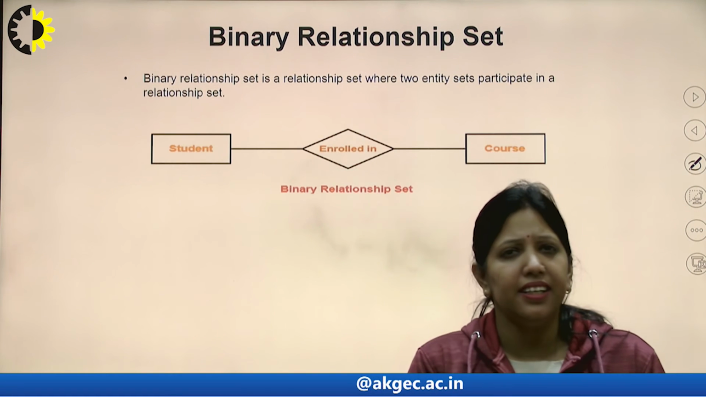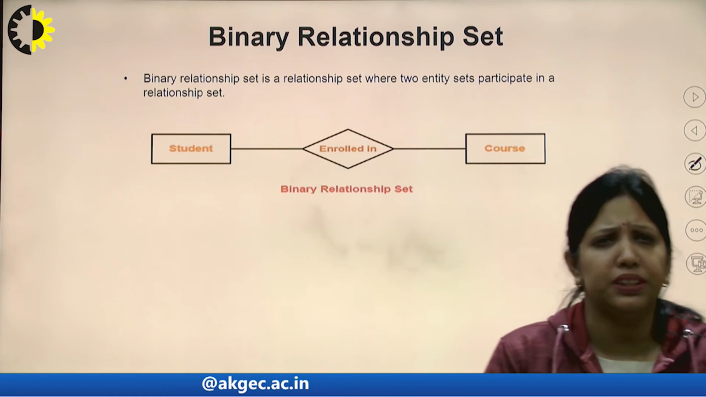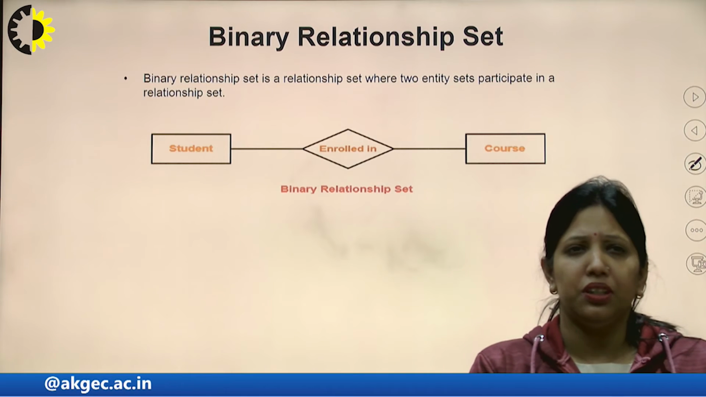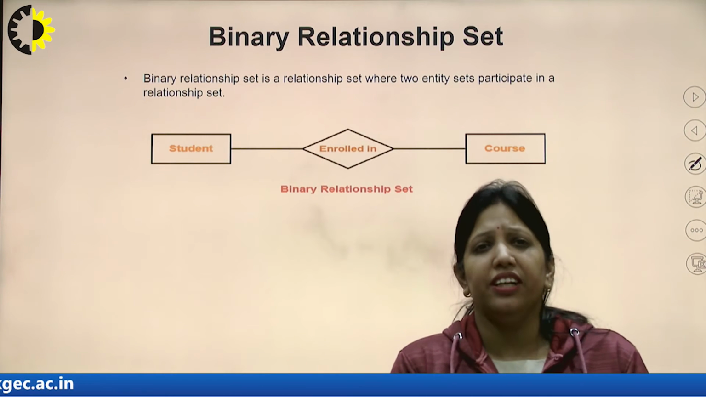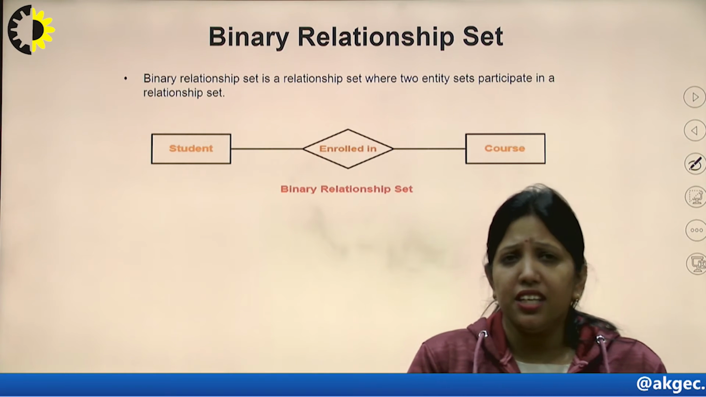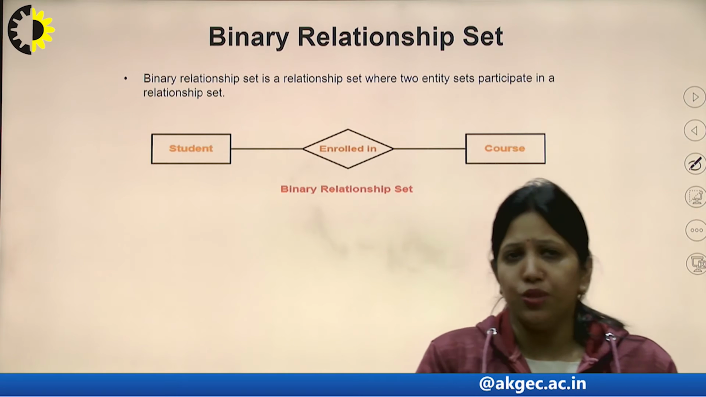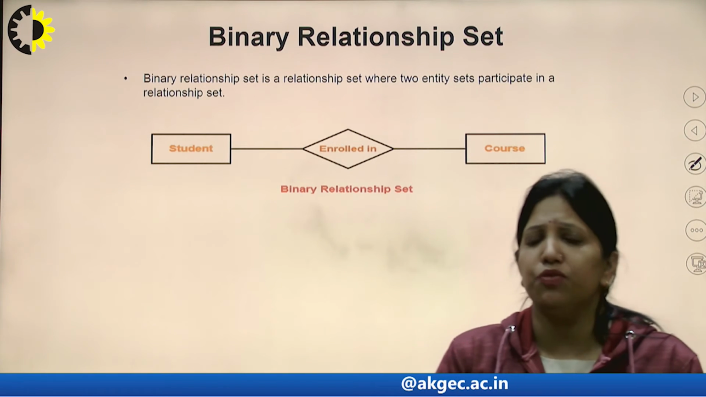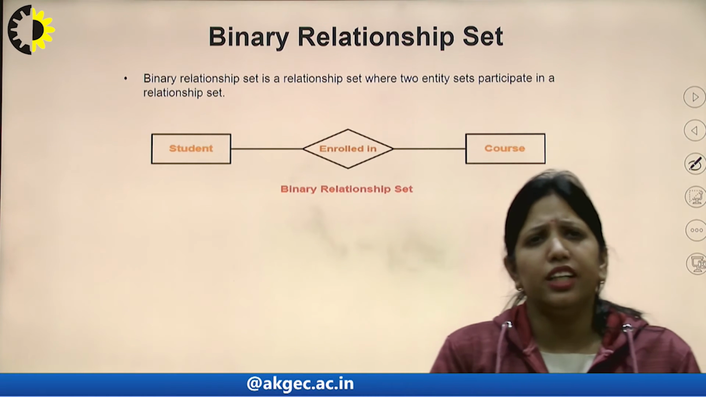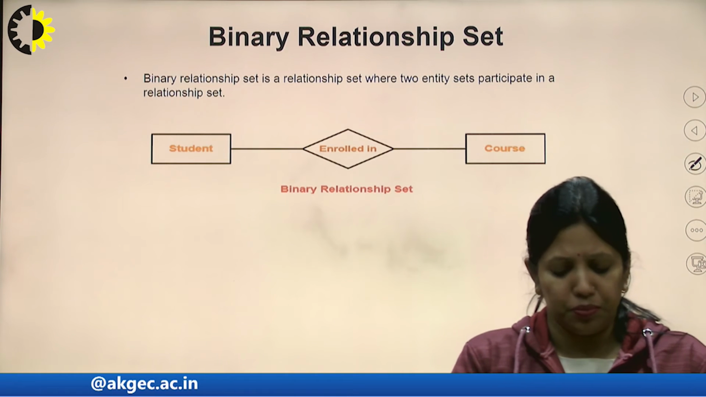Then we have the binary relationship set. The binary relationship set is a relationship set where two entity sets participate in the relationship set. For example, we have a relationship that is enrolled in. So, this enrolled in is a relationship between the student entity and the course entity. A student enrolls for a course, and in a course we have a number of students enrolled. So, this is the relationship between two entities, and this is called a binary relationship.